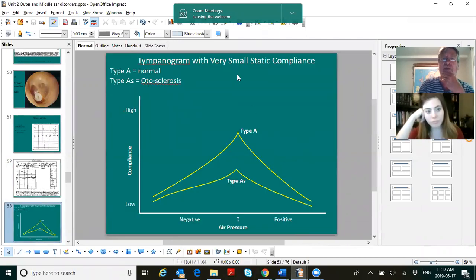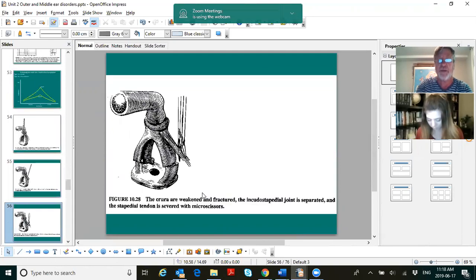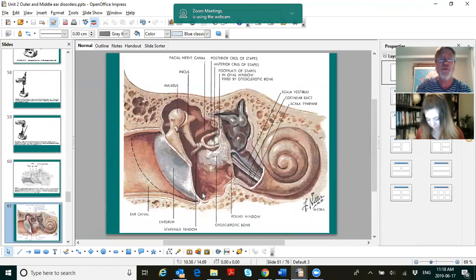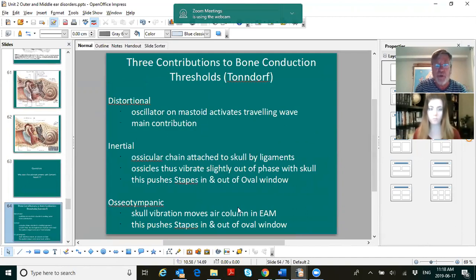A tympanogram with very small static compliance. That's with otosclerosis, because otosclerosis is a stiffening of the ossicular chain. And last week we showed you the procedures by which they do a stapedectomy. They're shown here. Because I cannot move through this PowerPoint the same way I normally do, I sometimes have a little problem seeing all the different slides like I like to show, but such is life when you've got computer problems. Okay, so this is also in your PowerPoint slide. This is meant to go along with your notes.